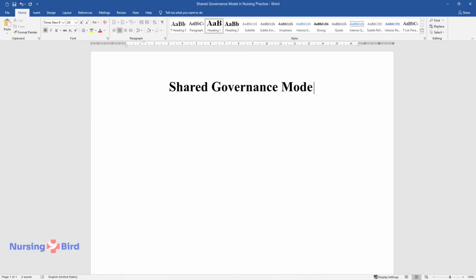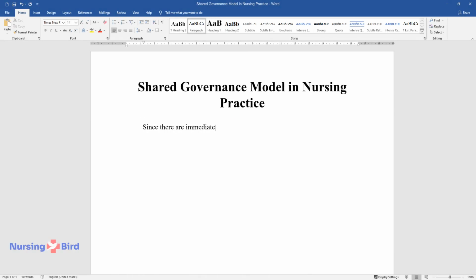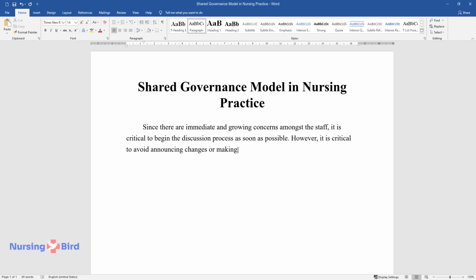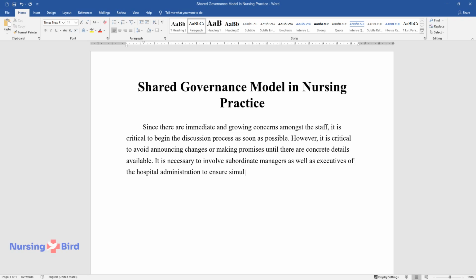Shared governance model in nursing practice. Since there are immediate and growing concerns amongst the staff, it is critical to begin the discussion process as soon as possible. However, it is critical to avoid announcing changes or making promises until there are concrete details available. It is necessary to involve subordinate managers as well as executives of the hospital administration to ensure simultaneous feedback and accountability for any changes.